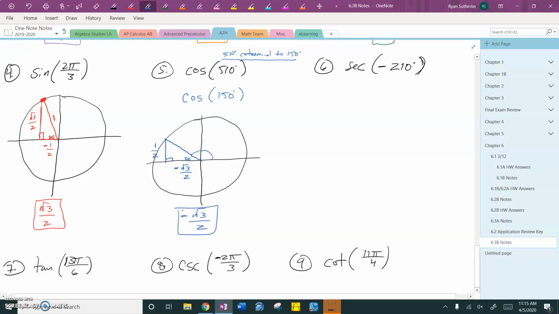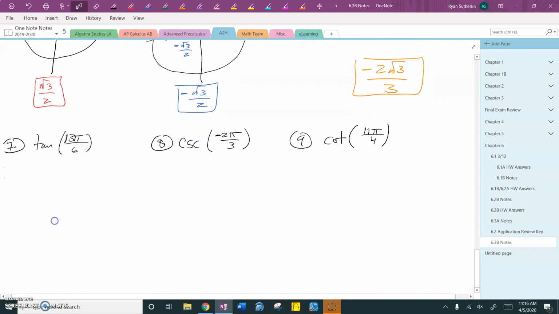Number 6, secant of negative 210. Well, remember, in order to find coterminal angles, if it's negative, I just add 360. So if I add 360 to negative 210, I'm at 150. So I'm going to use the same picture that I used for number 5. And now I'm doing secant, which is the reciprocal of cosine, and we just found cosine is negative root 3 over 2. So that means secant is going to be negative 2 over root 3. But then I'm going to rationalize by multiplying top and bottom by root 3 over root 3. So we get negative 2 root 3 over 3.